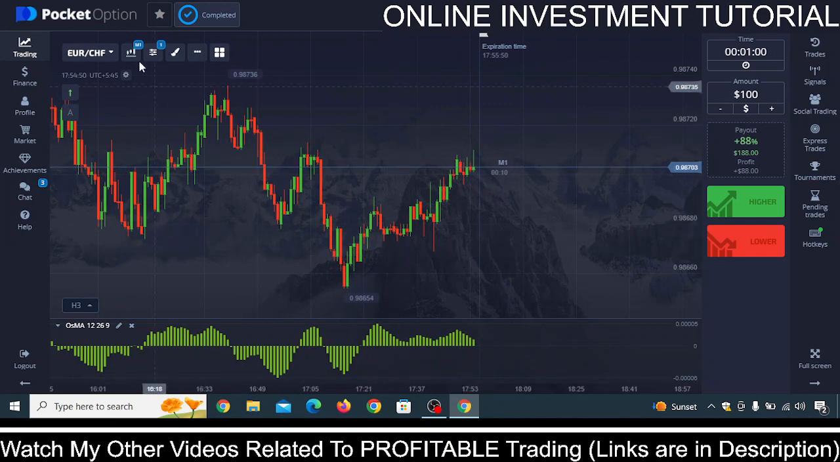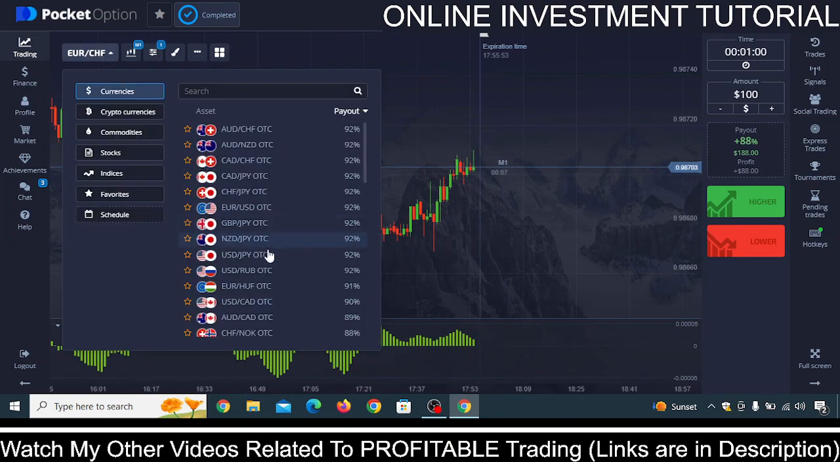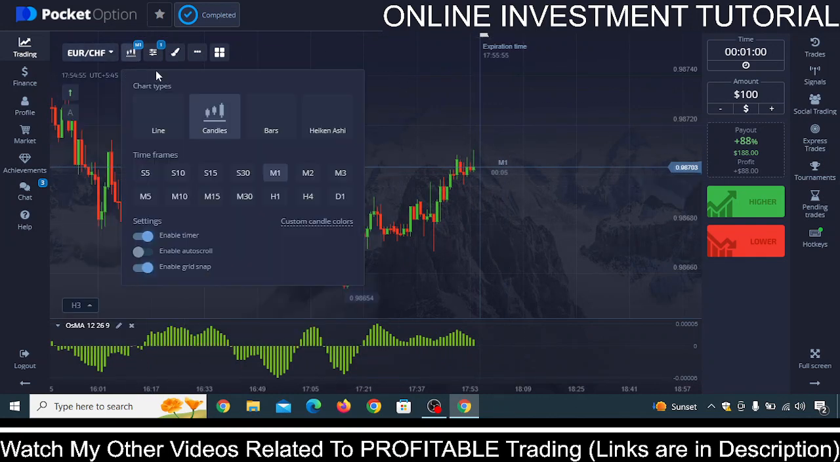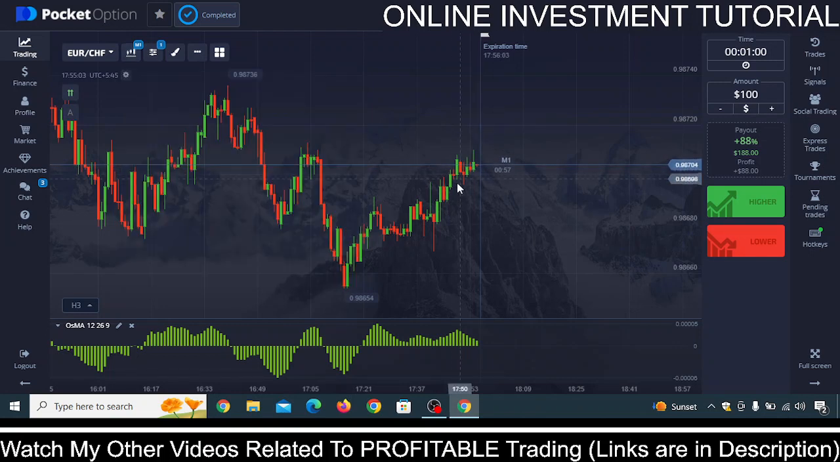So first thing you need to do is select the currency pair that you want to trade on, and then select the candlestick. Make sure this Japanese candlestick is selected and set the time frame. The time frame should be M1. That means each of these candles is forming in a 1 minute time frame. Similarly, you can select the trading duration, that would also be M1, that is 1 minute. Your trade will be 1 minute, and then you can put the amount that you want to invest.